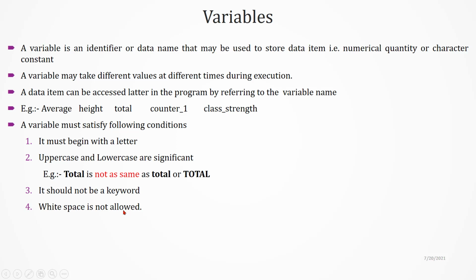It must start with a letter. Uppercase and lowercase are significant. That is easily understandable with the help of this example. These three have different meanings in a C program. It should not be a keyword. White space is not allowed. Space between the letters in a variable is not allowed. And we already studied there are 32 keywords in the C language. Those keywords can't be used as variables. So a variable is just a name given to a data item.